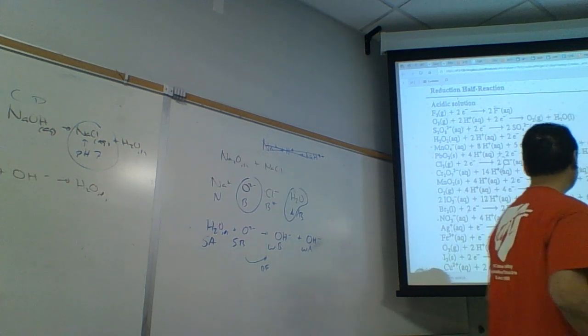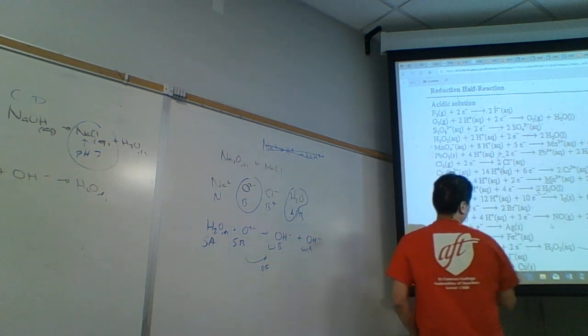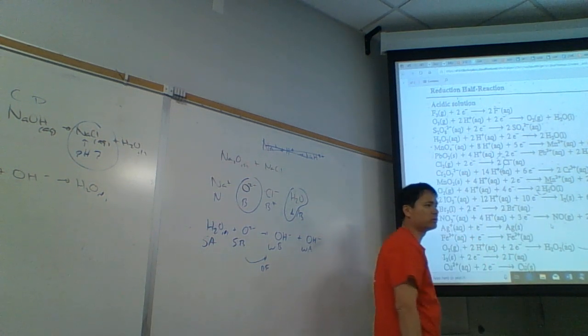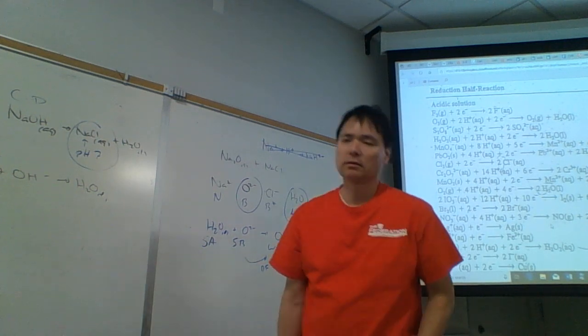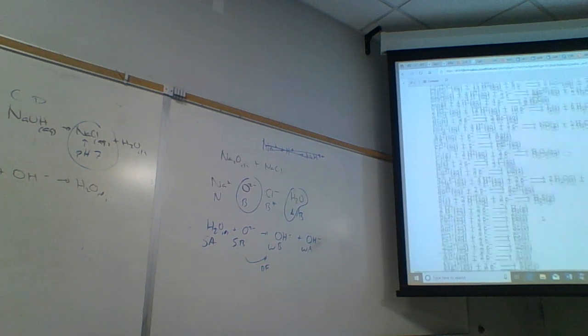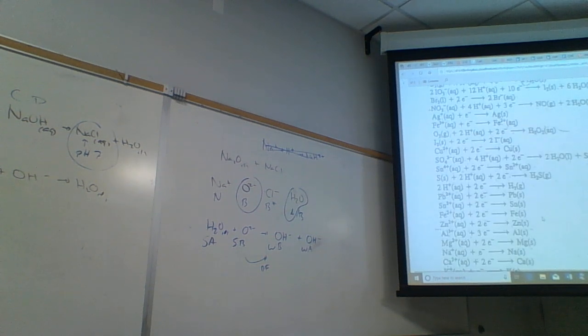Then you look at certain patterns. Like we looked at one pattern yesterday. All the powerful reducers were what? Metals. Yeah. And in fact, the most powerful reducers were the alkali metals. That kind of stuff makes this chart a little easier to digest.